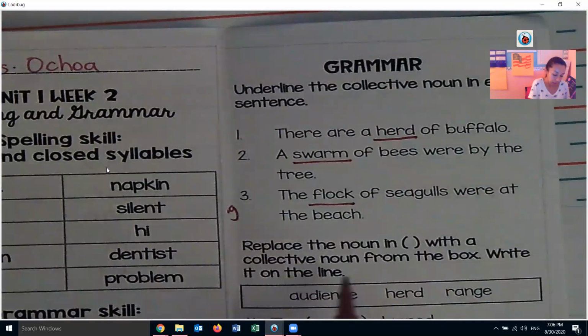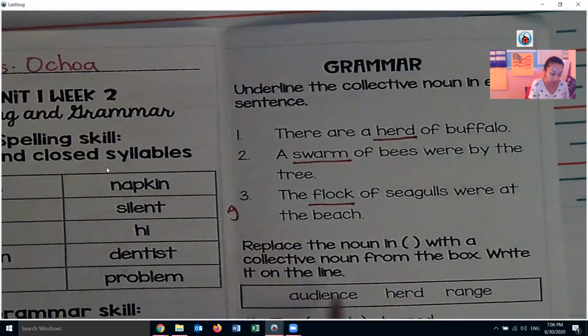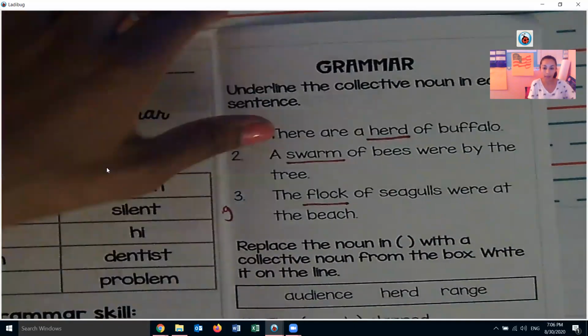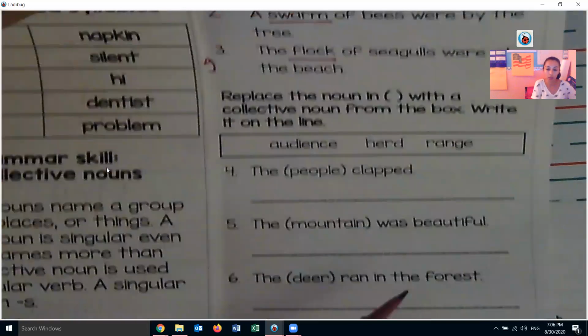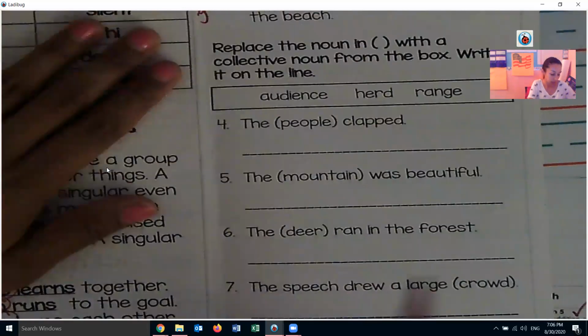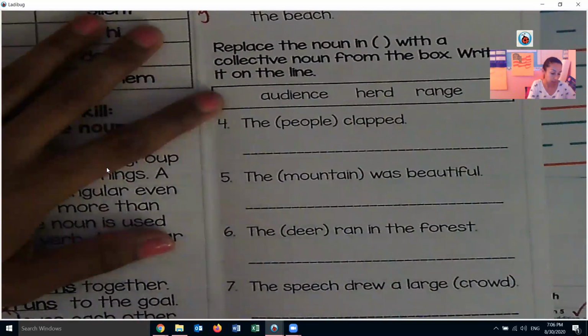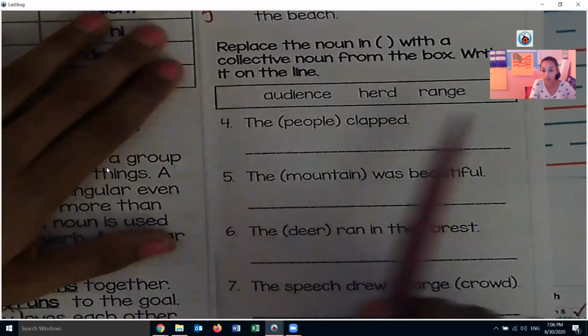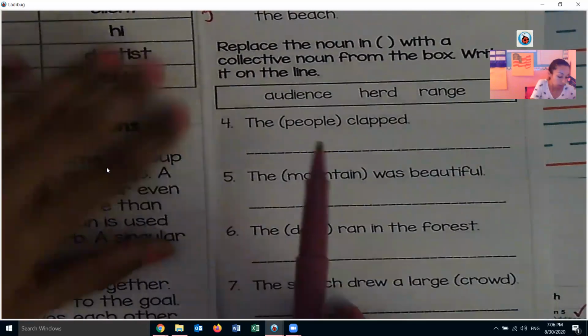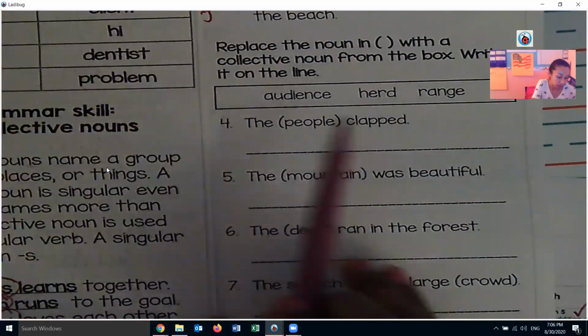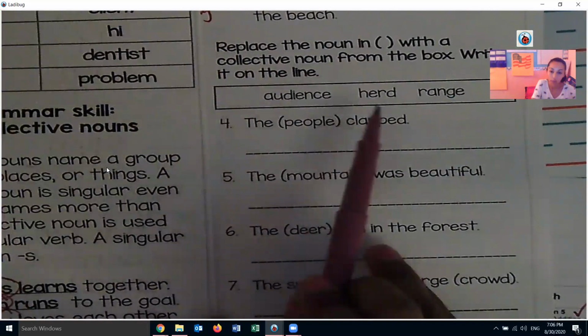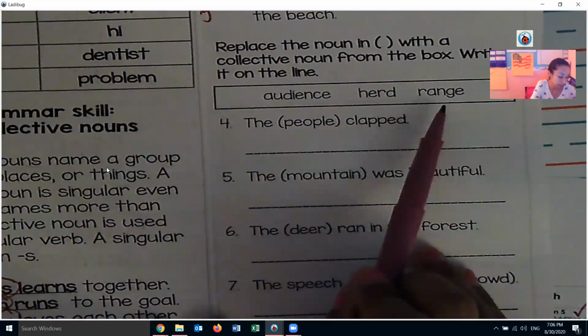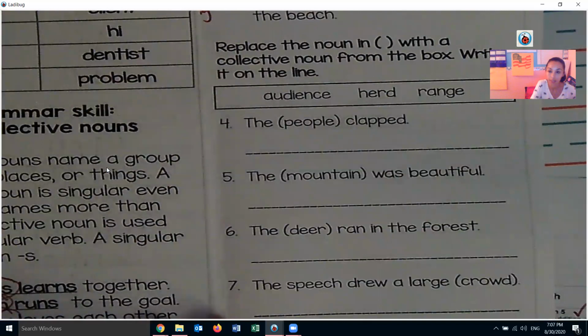Replace the noun in the parentheses with the collective noun from the box. So it looks like we have 3 words, audience, herd, and range. And we have 4 problems here to replace the noun, so we'll probably use one of those collective nouns twice. The people clapped. So out of audience, herd, and range, which word fits that blank the best?